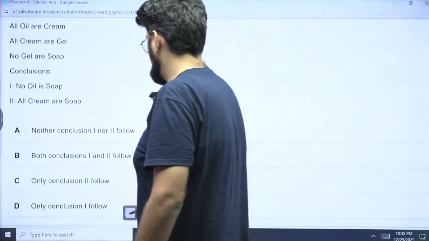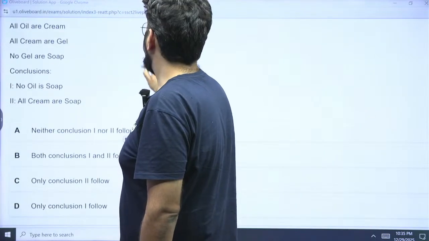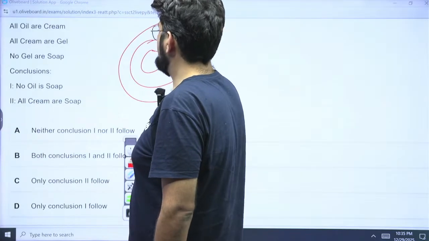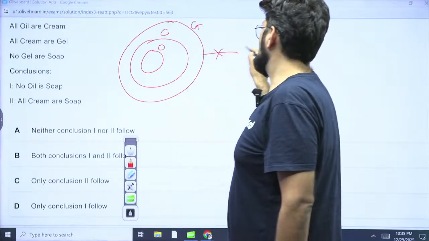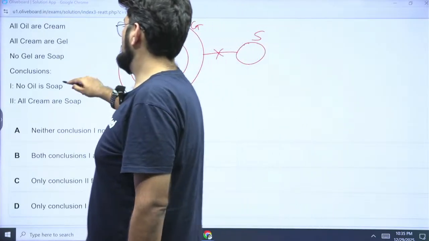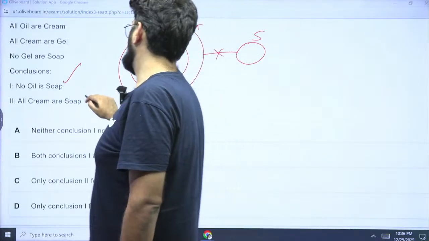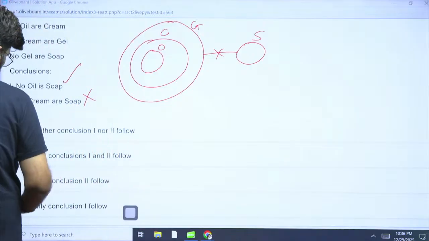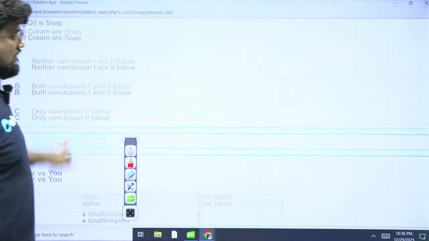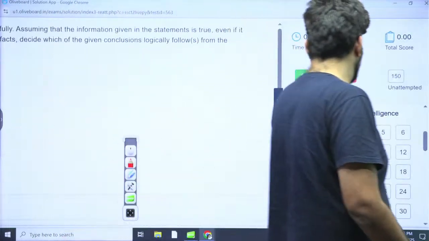Syllogism. All oil are cream. All cream are gel. No gel is soap. Conclusion 1: No oil is soap. That's absolutely correct. Conclusion 2: All cream are soap. That is not correct at all. So only conclusion 1 follows. Option D is the right answer. 26 seconds. Great. Next.